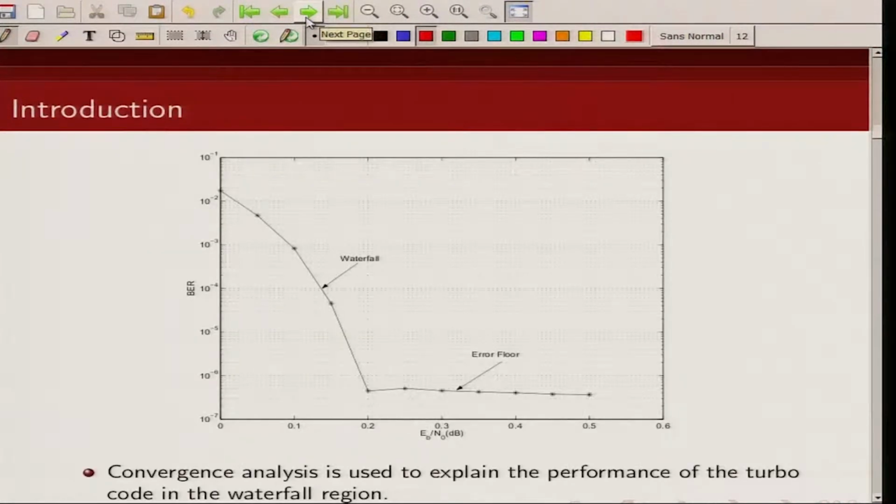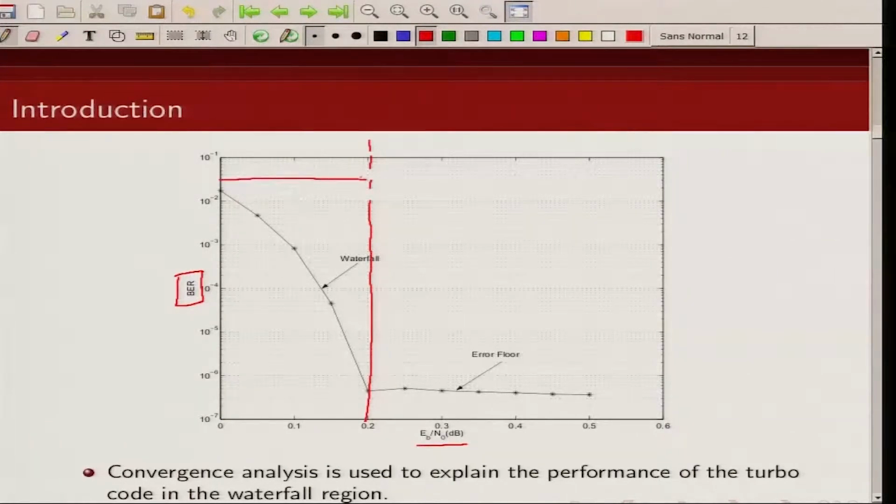So this is a typical performance of a turbo code. If we take a large enough block size, this is for block size I think 65,000 plus. So if you take a large block size, this is typical performance of a turbo code. On the x axis I have signal to noise ratio, and on the y axis I have plotted bit error rate. Now you will see there is a region.